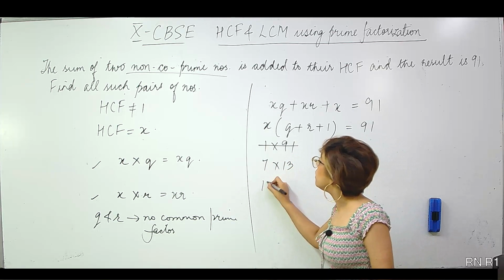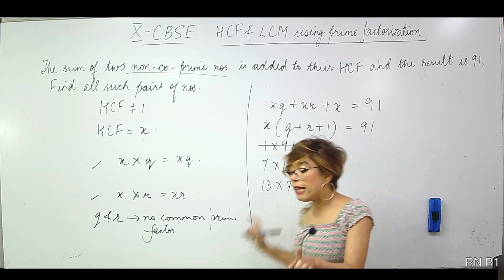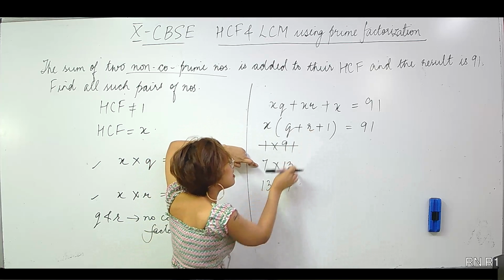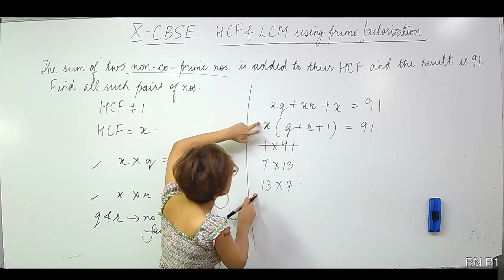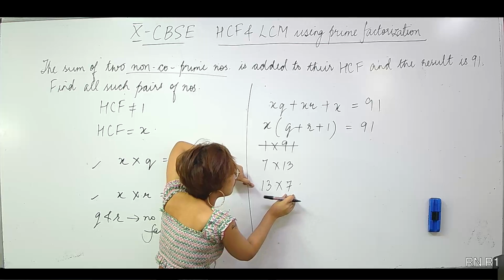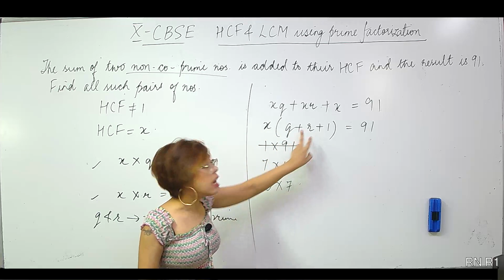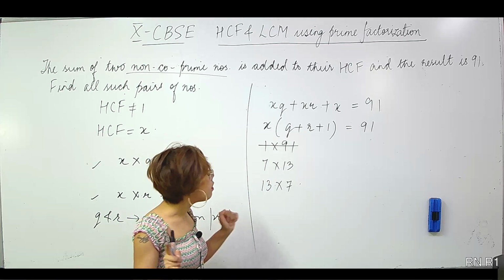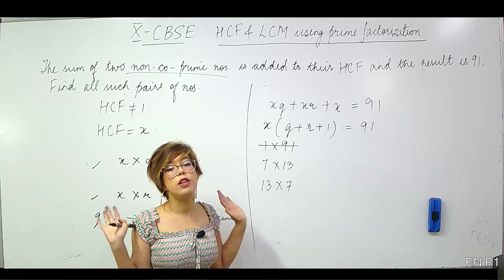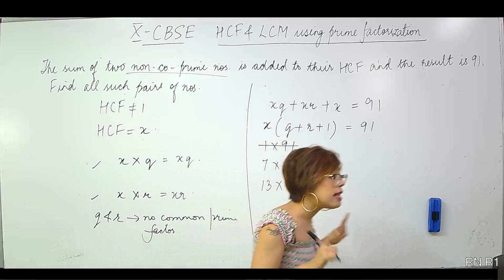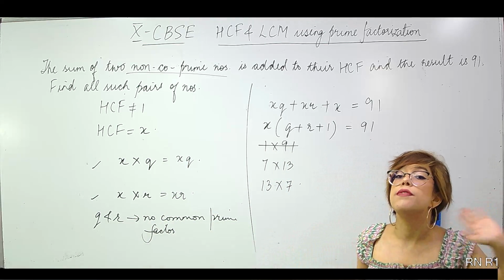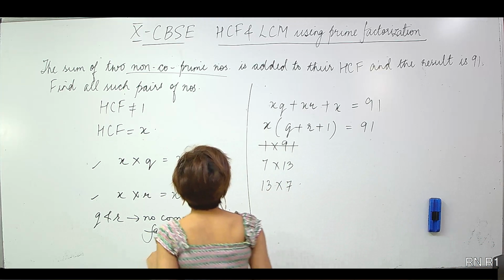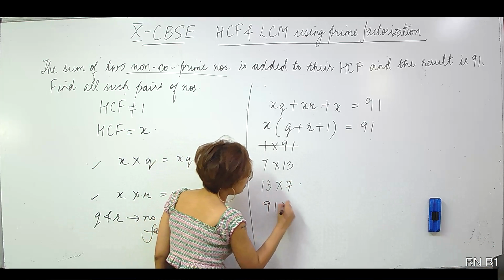Then I can have 13 into 7. Mind that here you are saying that X is 7 and this quantity is 13. And in this case you are saying X is 13 and this quantity is 7. These two are different, that means these are two different cases. Now you will not say, ma'am, you interchanged it. No. You need to analyze what is happening. In the previous question, that is a very different thing. Here it is quite different. Then you can say 91 into 1. That is also the case.